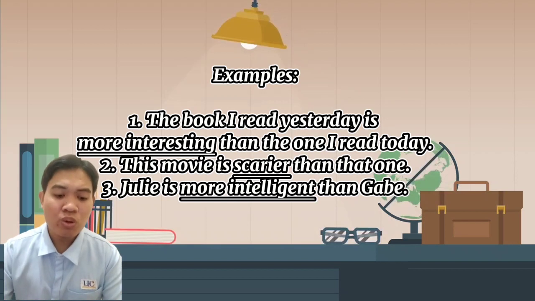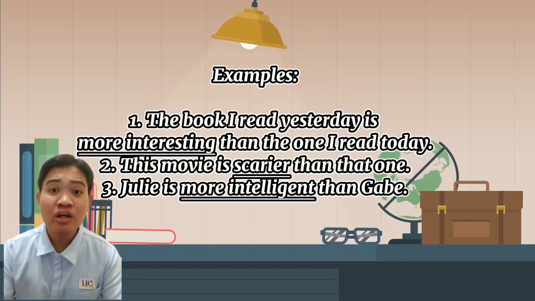So therefore, we will add the word more to the adjective interesting. That's why it became more interesting. It is already in comparative form because we are comparing two subjects. That's why we are indicating that one subject is better than the other subject.